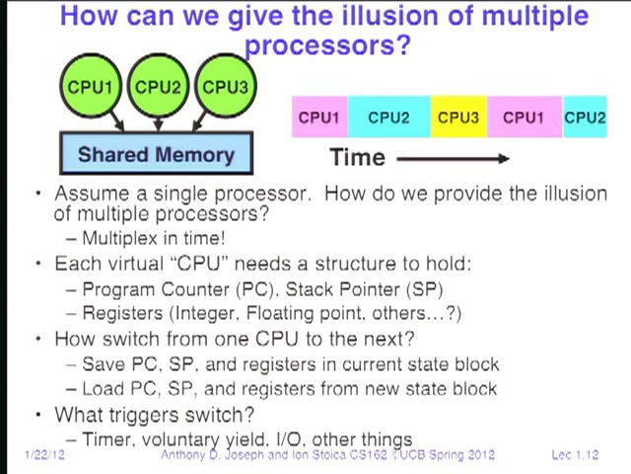Another would be voluntarily yielding. Nothing more to do, transfer control to the next thread. Or if we perform some I/O. So if we go and we try to read a block from the disk, well, that's going to take time, and we don't want to just sit there holding the processor while we're not doing anything, and so we'll give up the processor and allow something else to run.